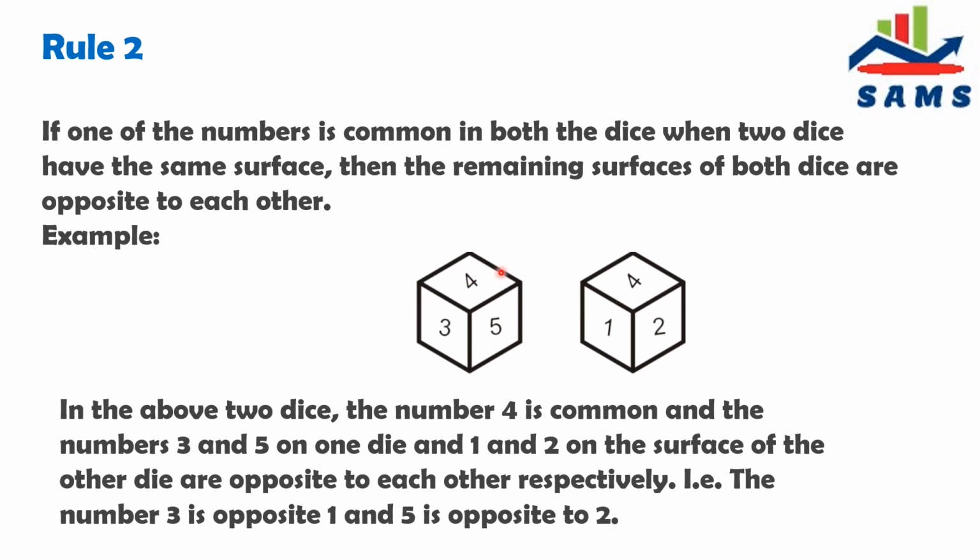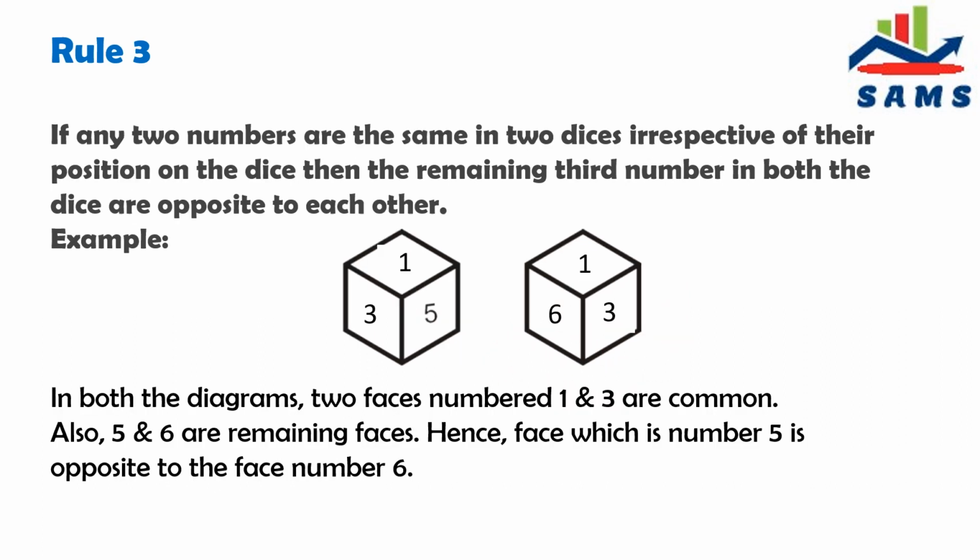So that means if the number is common at the top, then the numbers that are adjacent to 4, the corresponding numbers, will be opposite to each other. 3 would be opposite to 1 and 5 will be opposite to 2.